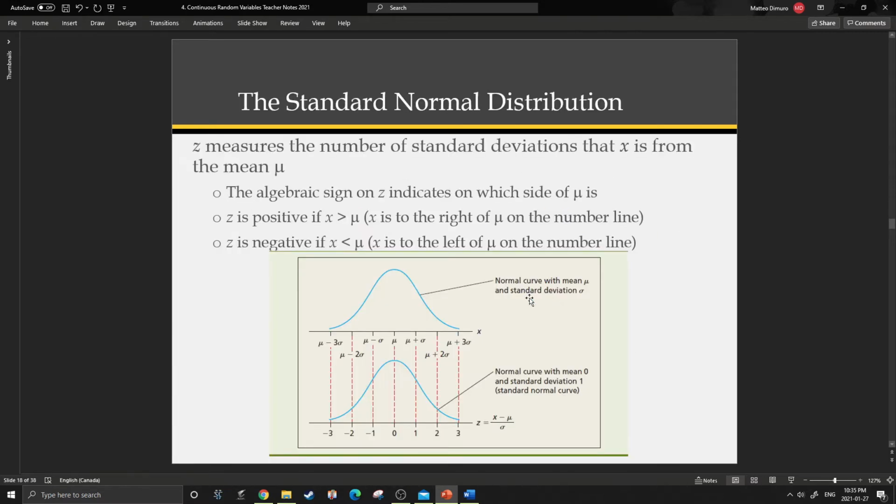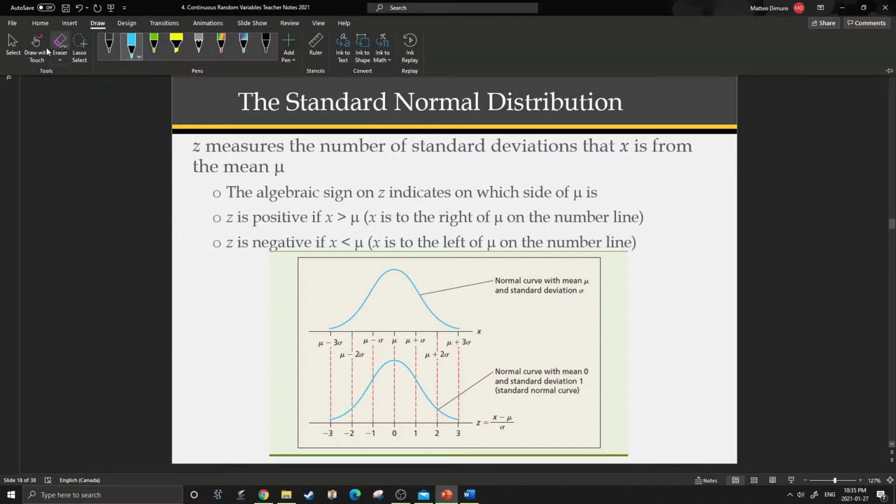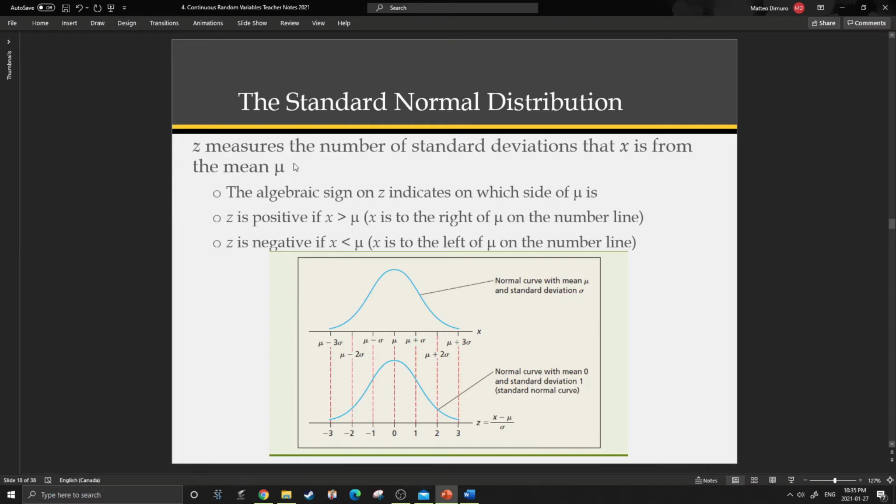I think I'm going to go into that a little bit more. The standard normal distribution. So Z measures the number of standard deviations that X is from the mean mu. That's what we were just talking about. Okay, so this is very important. It's an easy enough concept, but it's very hard to really understand, I think.